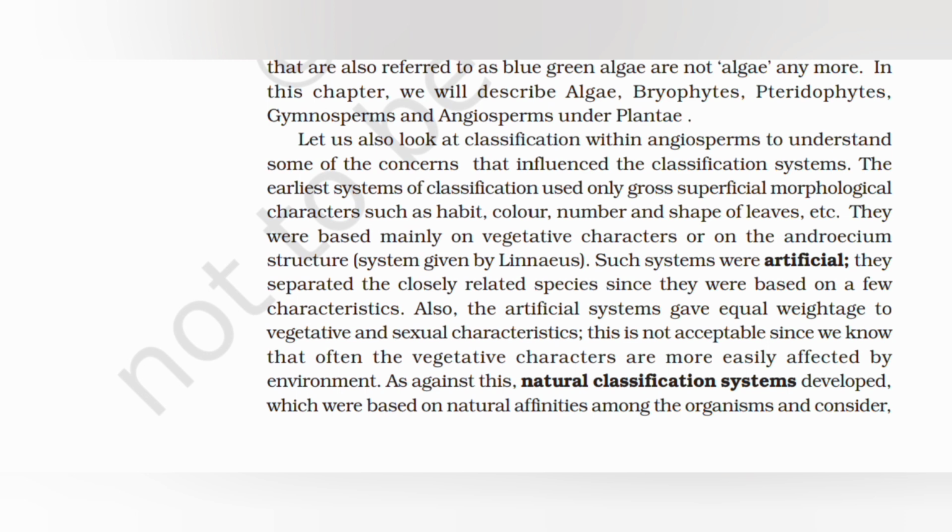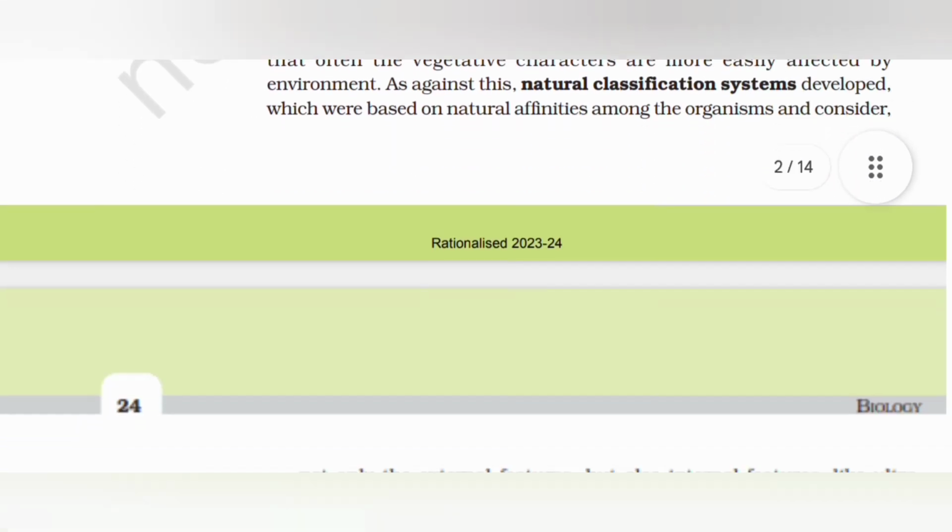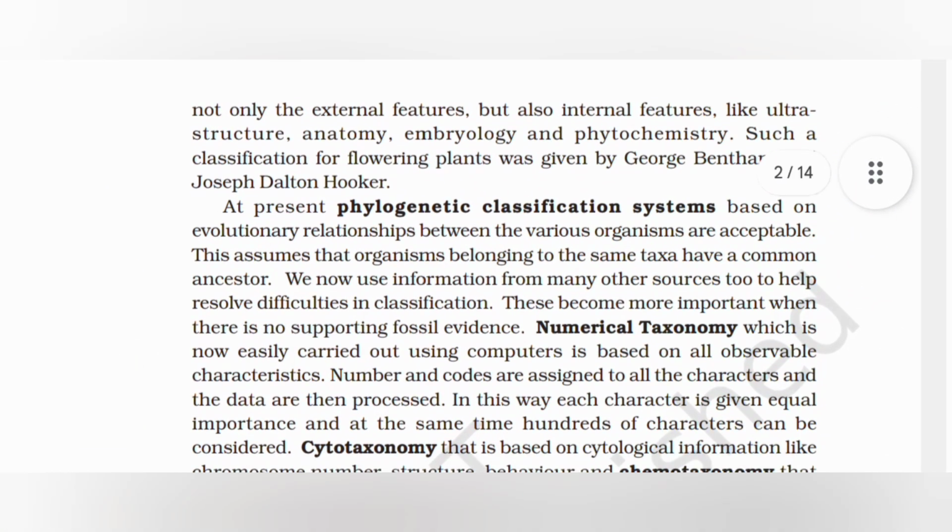As against this, natural classification systems were developed, which were based on natural affinities among the organisms and considered not only the external features but also internal features like ultrastructure, anatomy, embryology and phytochemistry. Such a classification for flowering plants was given by George Bentham and Joseph Dalton Hooker. At present, phylogenetic classification systems based on the evolutionary relationship between the various organisms are acceptable. These assume that organisms belonging to the same taxa have a common ancestor.